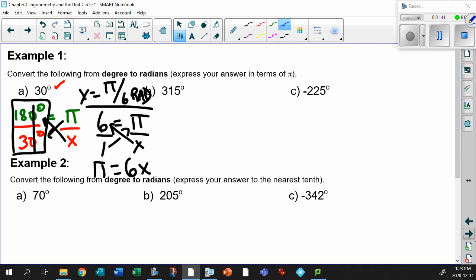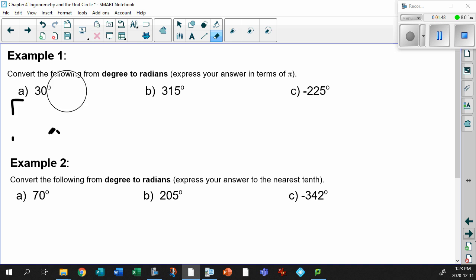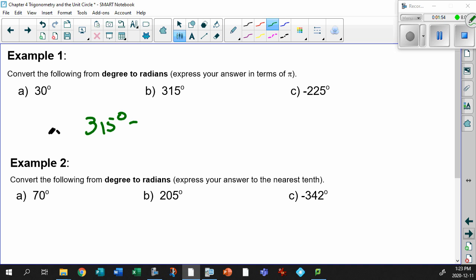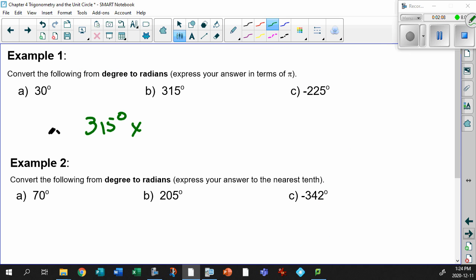Let's go to here. Let's do the second question. The second question is 315 degrees. How the heck do you do that? Well, according to that formula that I just gave you, you would take 315 degrees and multiply this. Oops, let me just make that a multiply. There we go. You'd multiply this by, let's go back and take a look. See, it's way down here on the bottom. You'd multiply it by pi over 180.